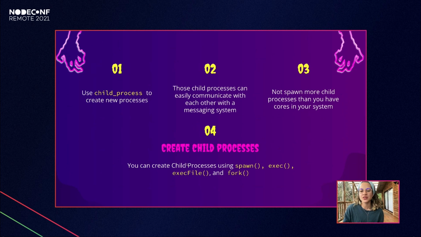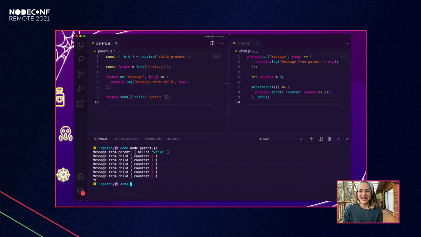You can create child processes using spawn, exec, execFile, and fork. Let's use, for example, fork. The fork function allows you two-way communication between the parent and a child process. For example, this is my parent file, and this is my child JS file. In this parent file, we fork child.js, which will execute the file with the node command.